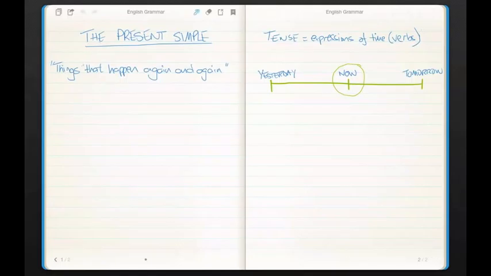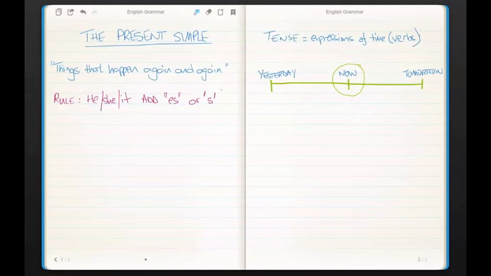So the present simple is to talk about things that happen again and again. Now the good news is the rule for the present simple is really simple, and it's just this: for he, she, or it, you add es or s.